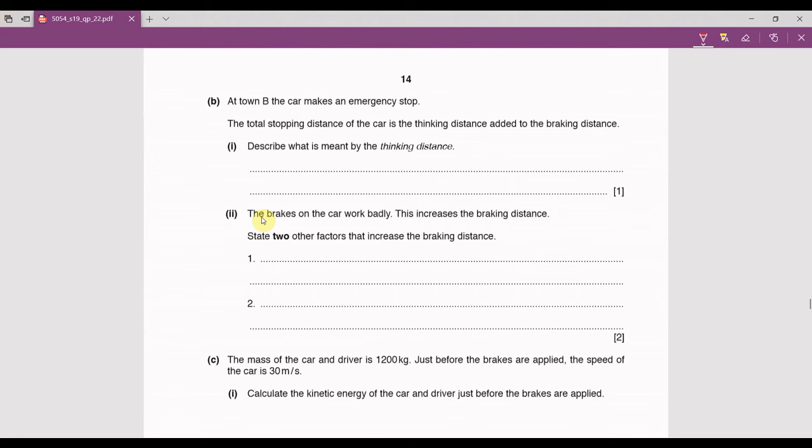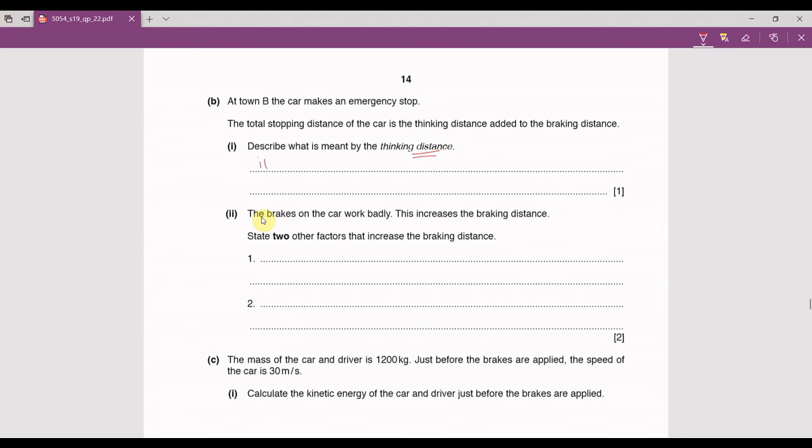At town B, the car makes an emergency stop. The total stopping distance of the car is the thinking distance added to the braking distance. Okay, describe what is meant by thinking distance. So the driver sees the emergency stop and applies the brakes, but between those two moments there is a small time period, and during that time obviously his car is not stopped. It's going to travel some distance. That distance covered during that time period is his thinking distance.